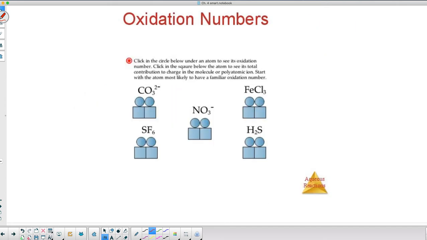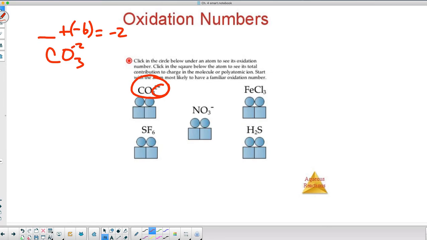This is CO3. This right here is, of course, a polyatomic ion, so whatever happens here, carbon plus oxygen is going to equal the -2. It has to equal whatever the charge is. If I have 3 oxygens and each one is a -2, that means what I have here is a -6, because 3 times a -2 equals a -6.